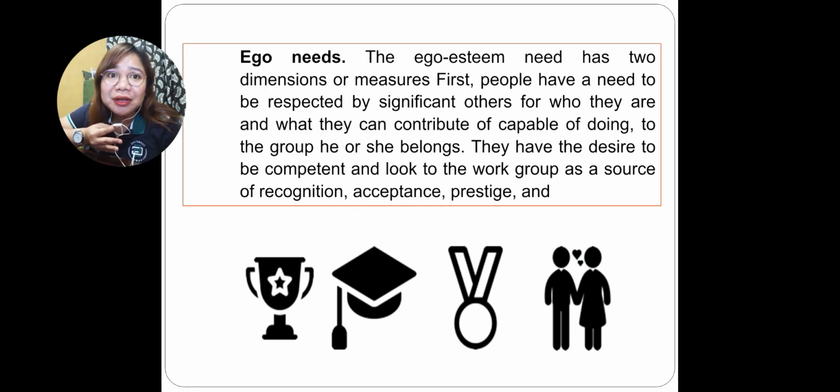Okay? The same with ego needs. That does not mean na gusto mo gid maging first honor, magka-medal. See mo maybe being able to graduate is enough na. Ego needs na sa. Okay?